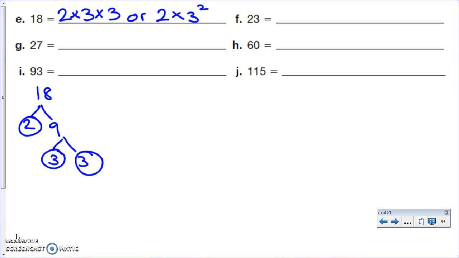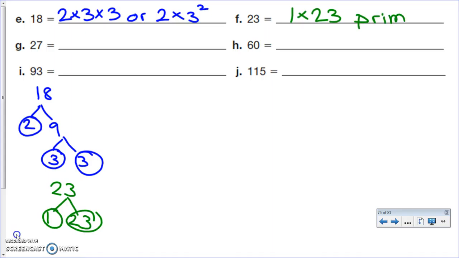For F, we have 23. 23, we cannot divide any numbers into, so we know it's prime. So its factor tree is just going to look like 1 times 23. So that way we can prove 23 is prime, whereas we know 18 is composite because its factor tree is not 1 times 18.